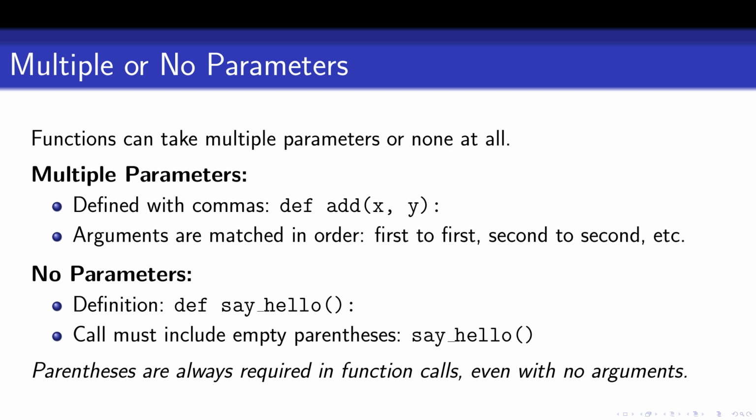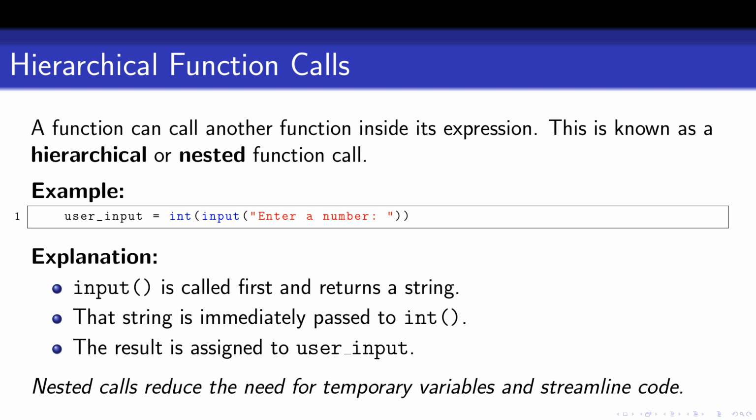A function in Python can even call another function as part of its own logic. This is known as a hierarchical function call or nested call. For example, this statement contains two function calls. input runs first and collects a string from the user, and then int immediately converts that string into an integer. These nested calls are evaluated from the inside out.